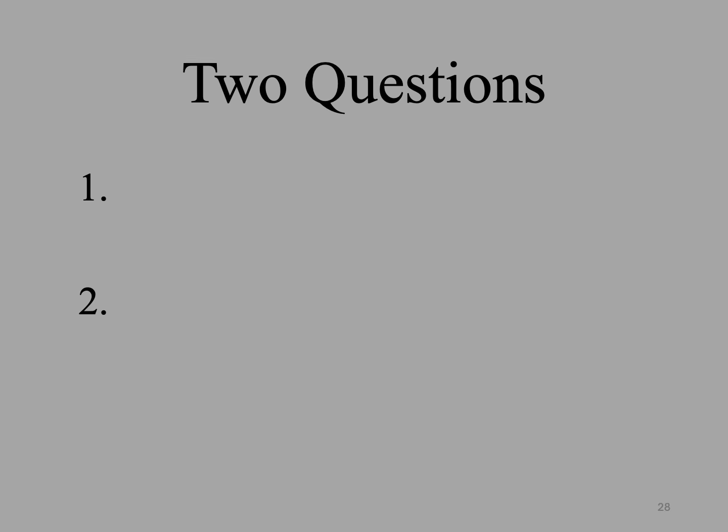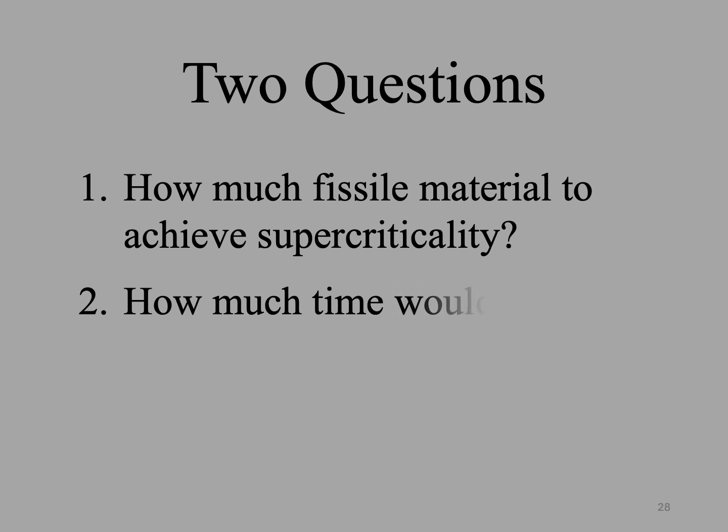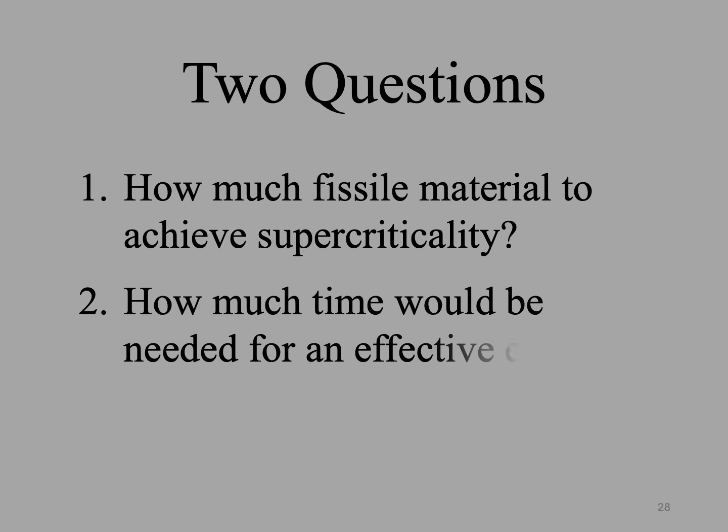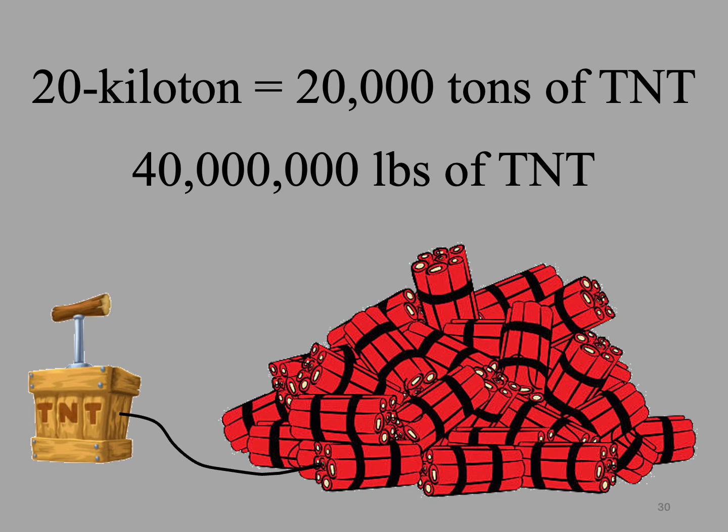To build a bomb, the physicists had to answer two fundamental questions: how much fissile material would be required for the weapon, and how much time would be needed for an effective detonation. They wanted a 20-kiloton explosion. How big is a 20-kiloton explosion? A 20-kiloton bomb is equivalent to 20,000 tons of TNT, which is the same as 40 million pounds of TNT. That's a big bomb.